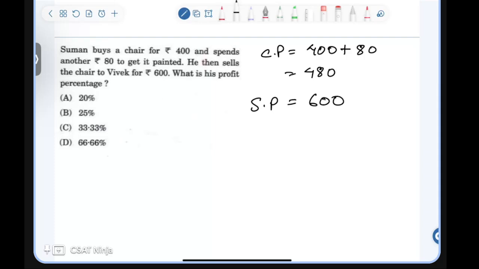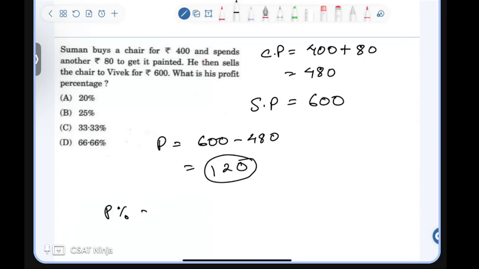Now let us find the profit. What we also find, what is the profit percentage here? So what is profit here? Profit is nothing but selling price is 600. From that, cost price was 480. So 0, 10 minus 8 is 2, and 5 minus 1. So there is a profit of 120.